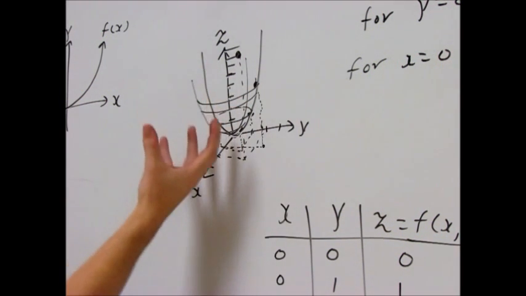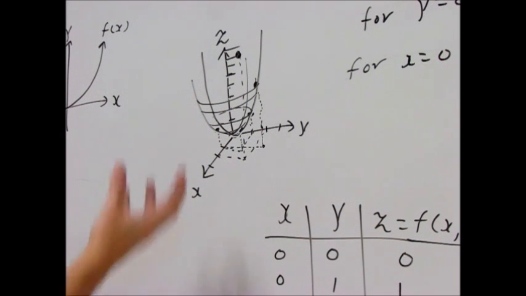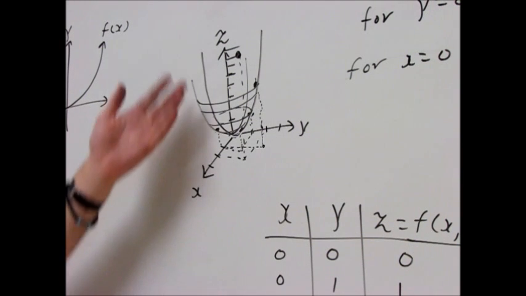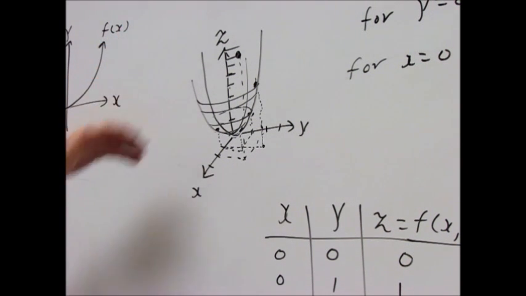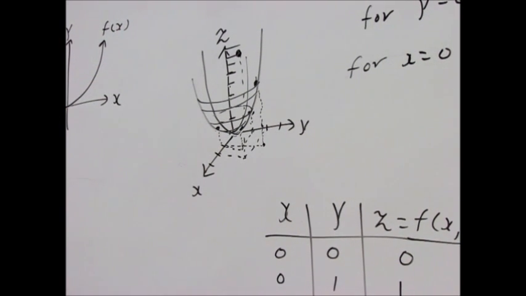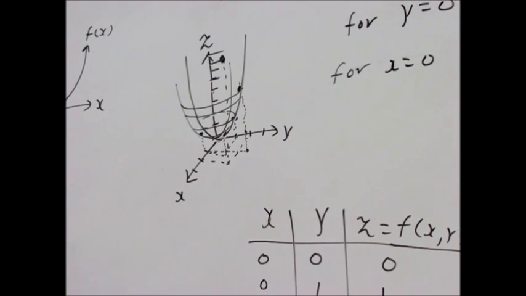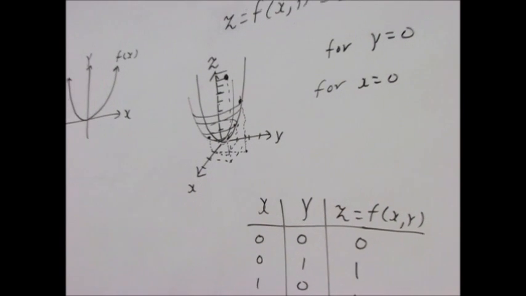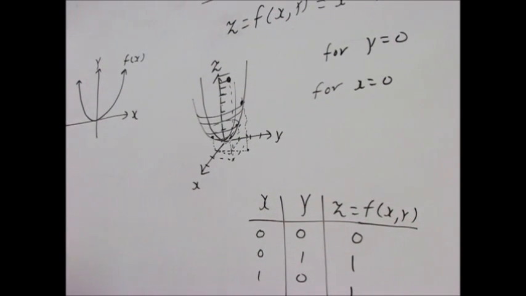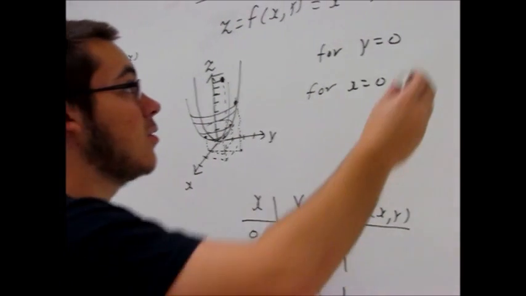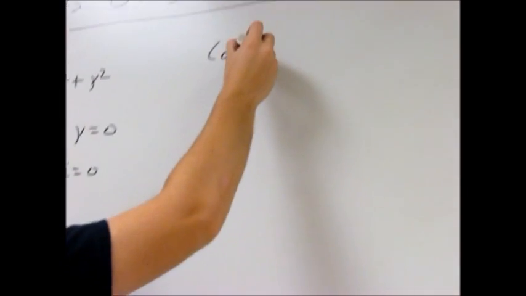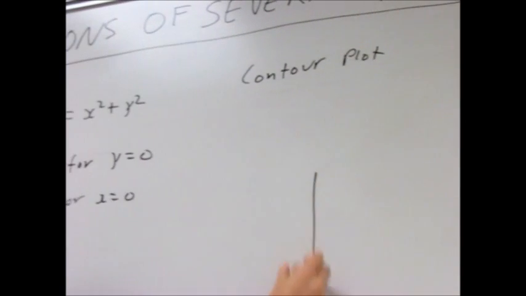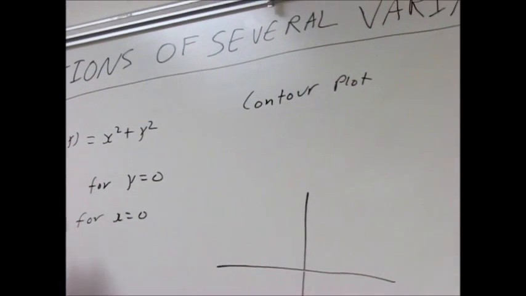Kind of like a bowl-shaped thing, going upwards like that. And this is one way to sketch the function here in this three-dimensional space. But there is another way to represent these functions, or to think about them, which is called a contour plot. A contour plot thinks about the function as viewed from above.